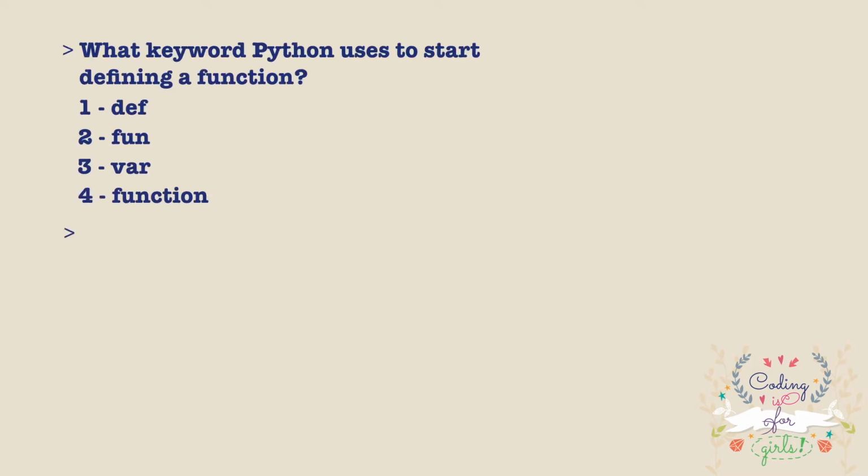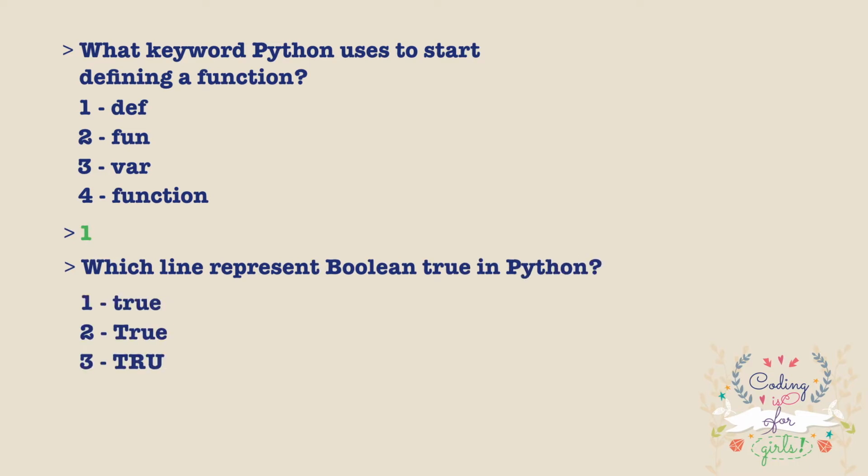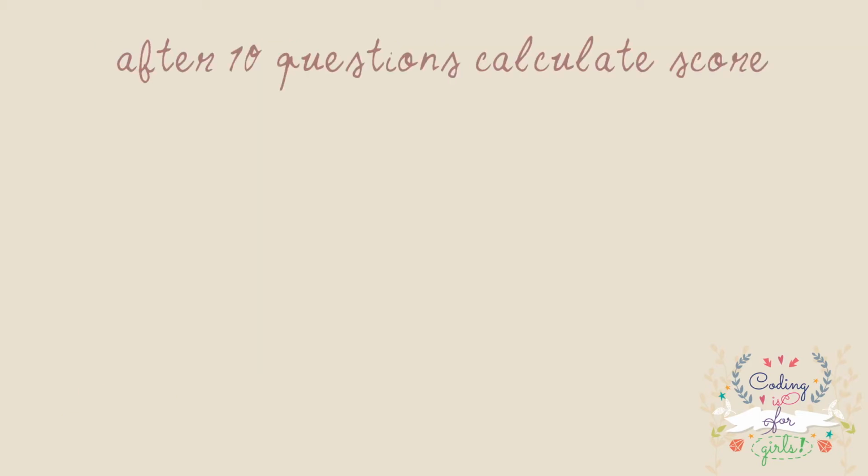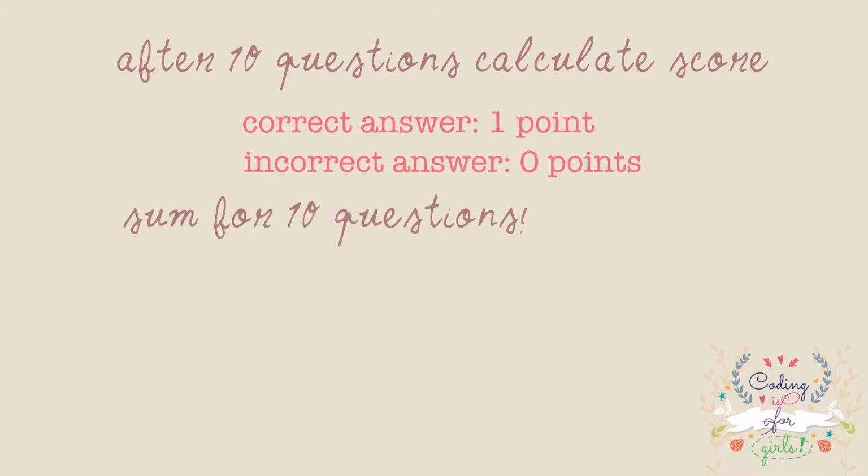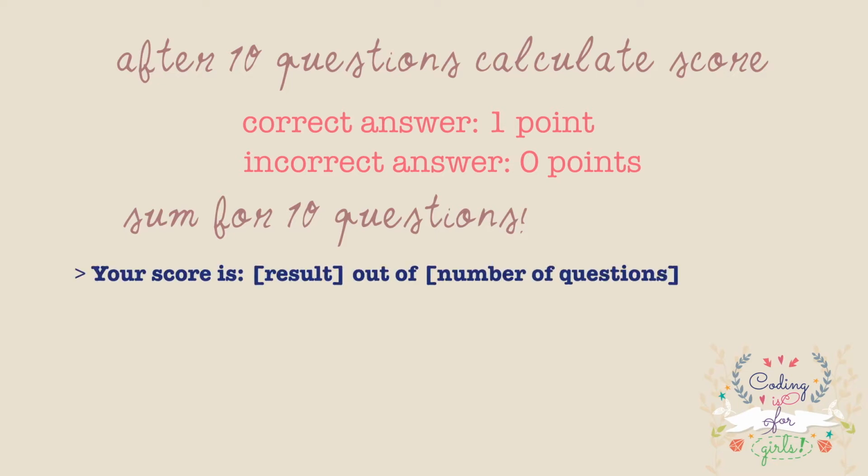We wanted a program that asks a first question and gives you 4 possible answers. Then it waits for the user to type 1, 2, 3 or 4. Then the second question is displayed and it waits for your answer. Then third, fourth, fifth and so on. When the user answers the last question, we should check how many answers the user answered correctly and calculate the score. We add 1 if the user answered the question correctly and 0 otherwise. Finally, we want to display: your score is result out of number of questions.